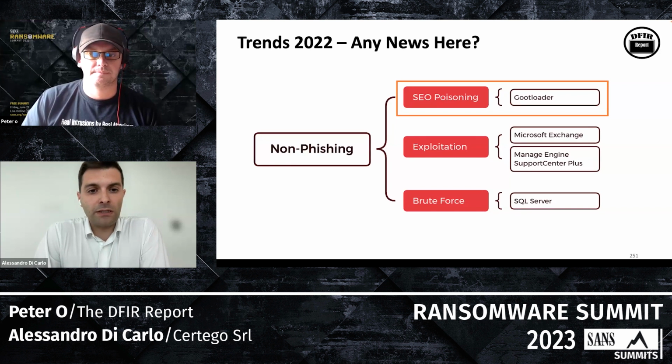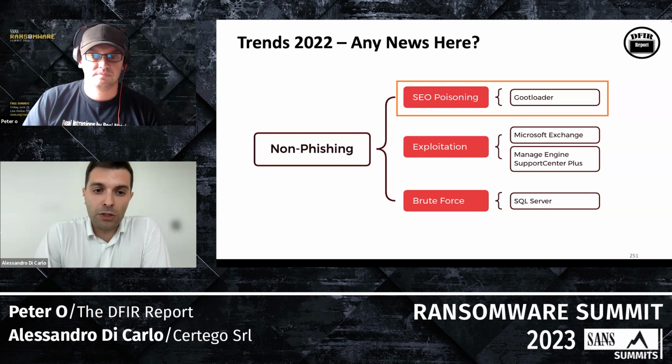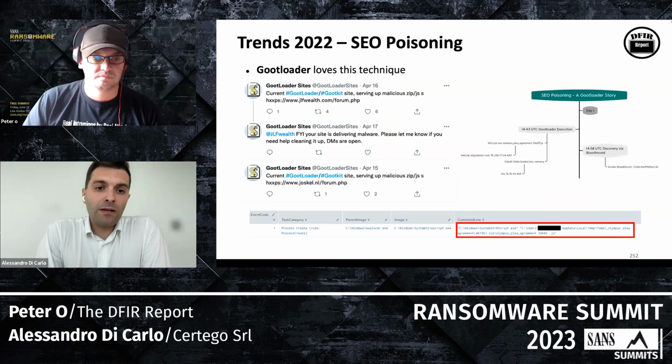SEO poisoning is an emerging technique employed by cybercriminals to manipulate search engine results in order to redirect unsuspecting users to malicious websites. These techniques aim to exploit the trust users place in search engines and their top search results. One prominent criminal group associated with SEO poisoning is Gootloader. Their activity has been extensively analyzed in our report titled SEO Poisoning, a Gootloader Story.